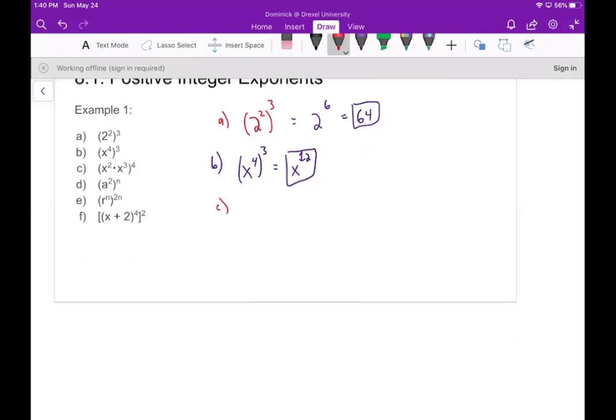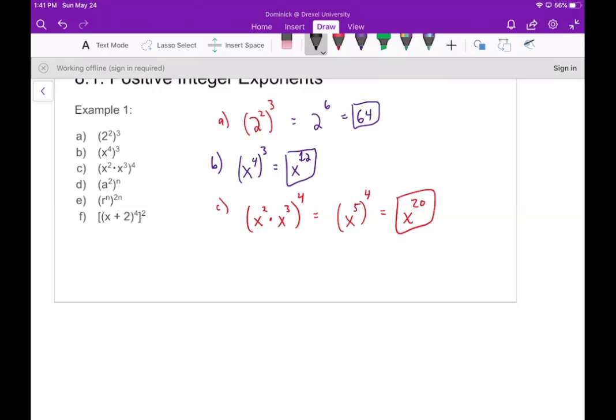Now in part C, we have x squared times x to the third, all to the 4th. Now we have multiple things going on, so we handle this the way we handle all algebraic expressions, using PEMDAS. We handle the parentheses first, and on the inside we're multiplying, so we add those exponents. Then we have a power to a power, so now we multiply, and we get that this is x to the 20th.